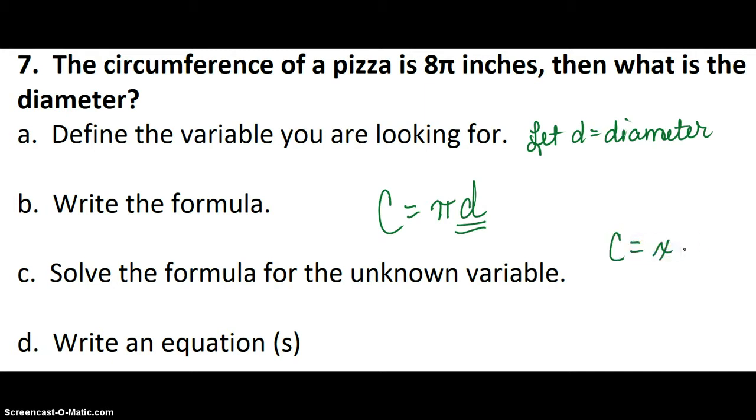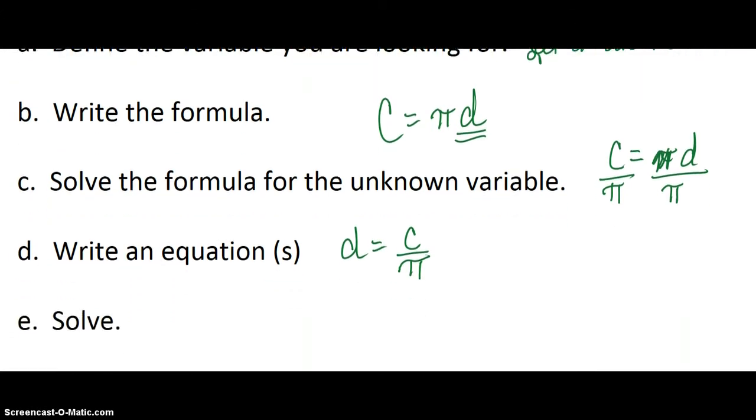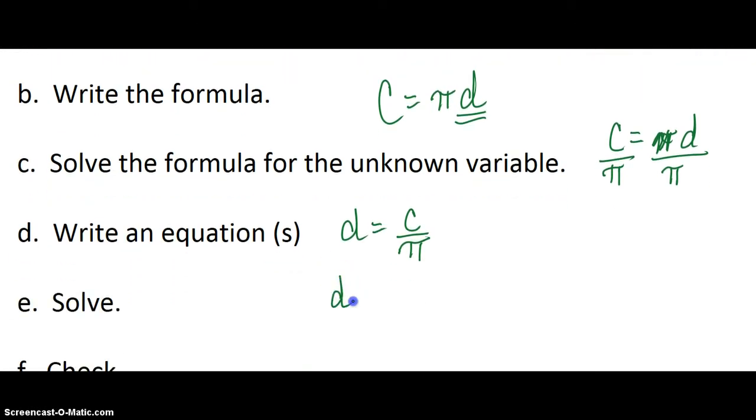So let's come over here and solve for d. C equals pi times d, divide by pi, divide by pi. I get that d equals c over pi. And I said that the circumference was 8 pi. So d equals 8 pi divided by pi. Look at that. Pi over pi is just 1. So my diameter equals 8 inches.